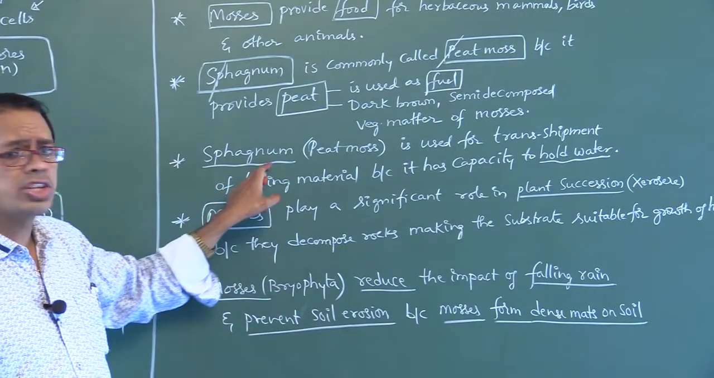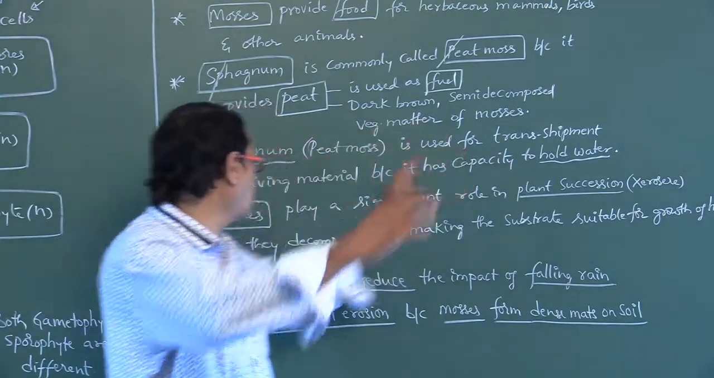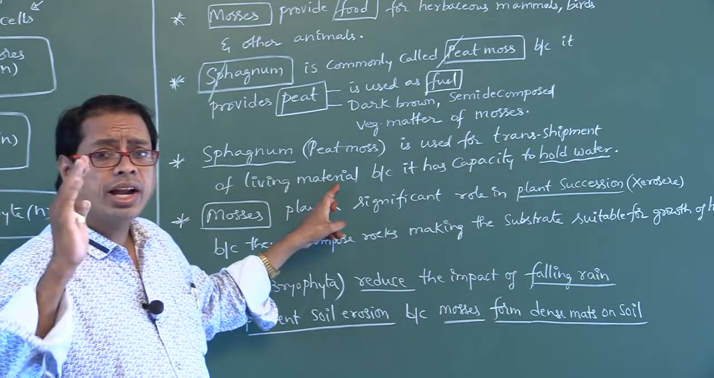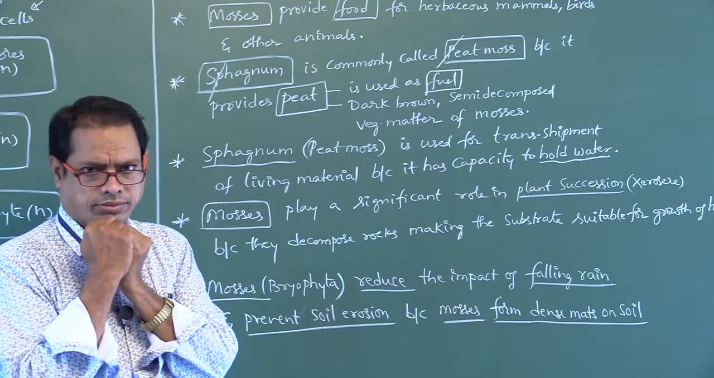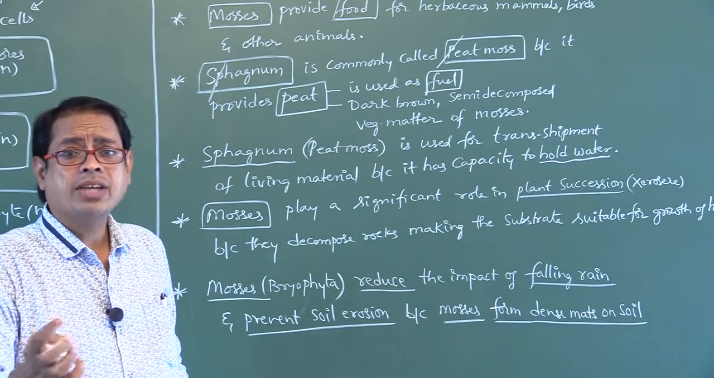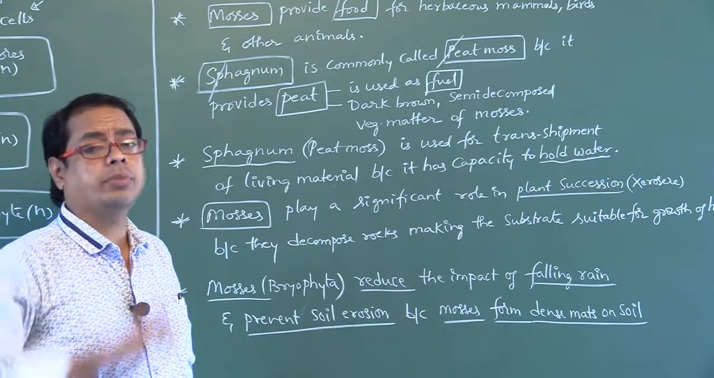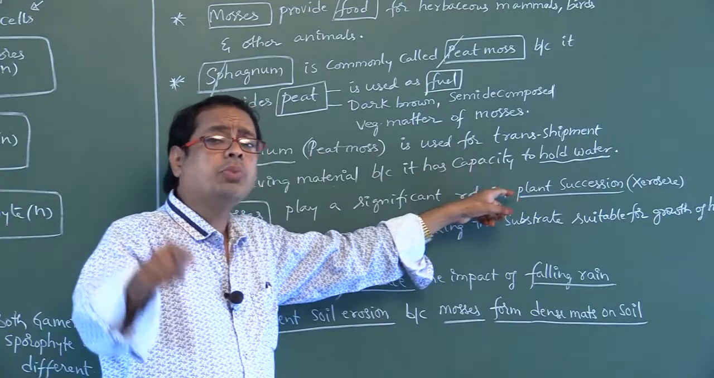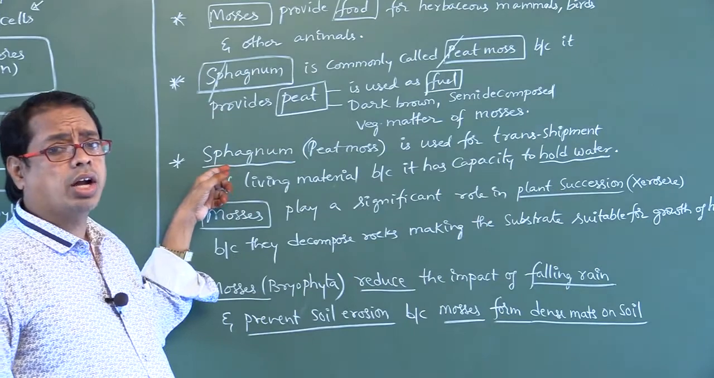Next, sphagnum, which is commonly called peat moss, is used for the transshipment of living material. For the transshipment of living material, which plant is needed? Sphagnum. Why? Because it has the capacity to hold water. That's why it is used for transshipment of living material. So which plant is used for transshipment of living material? The peat moss called sphagnum.